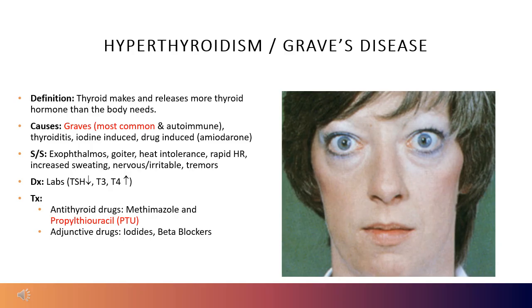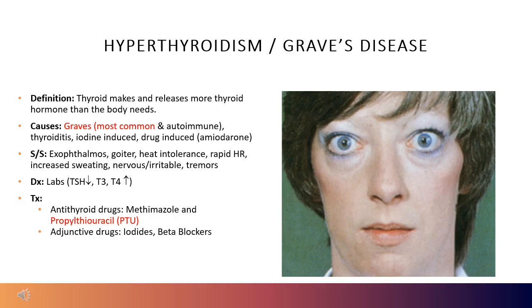Because the thyroid hormones control metabolism, everything in the body is going to start running too fast. You're going to see heat intolerance, rapid heart rate, so they'll be tachycardic, excessive sweating, nervousness, irritability. They might have some tremors. The thyroid might become enlarged into a goiter. In Graves' disease specifically, you're going to see exophthalmos, where those eyes bulge like they do in this picture here. And when we check our labs, we're going to see that our TSH level is low.